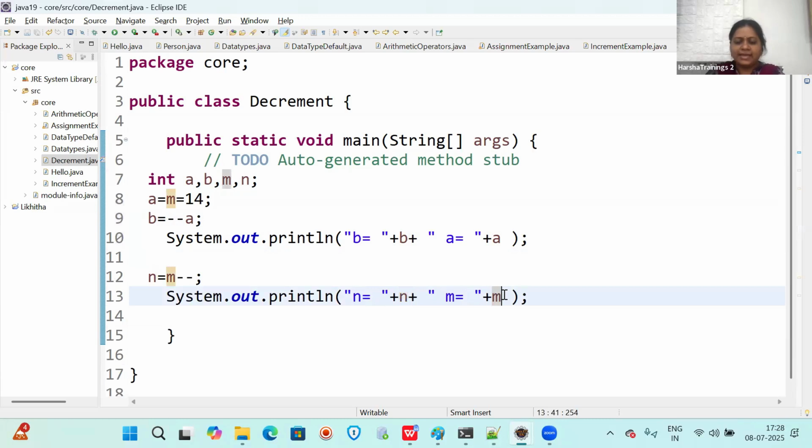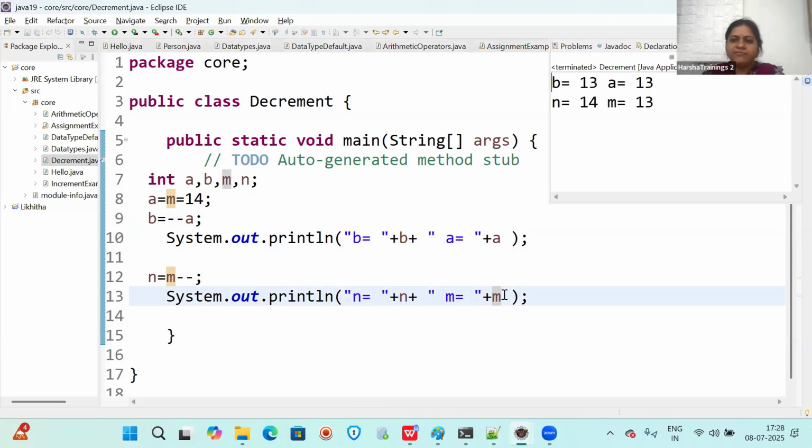Now let us save this and then run the code. So you can see first they are decremented, but here n is storing the value of m, so it is still 14 and the m value is 13. Clear? Understood, everyone? So pre means before only the value is decremented and then it is used in the variable. Post means first the value is used in the variable and next it is decremented. Clear? Okay. Everyone, I hope it is clear for everyone.